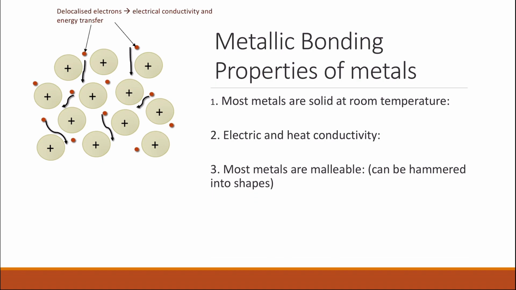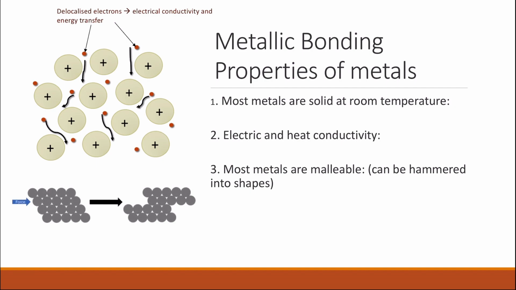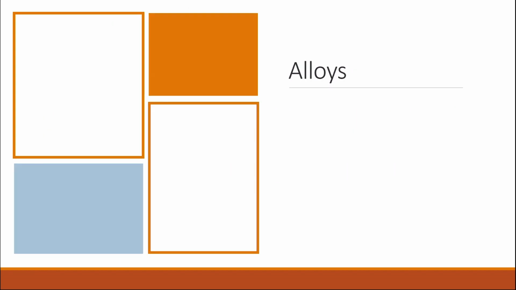Metals also are malleable, and malleable means that they can be hammered into shape. The reason for that is that the giant structure of the metals has layers of the positively charged ions, or layers of the metal ions, which can slide over each other. This is why metals are malleable and can be hammered into shapes.